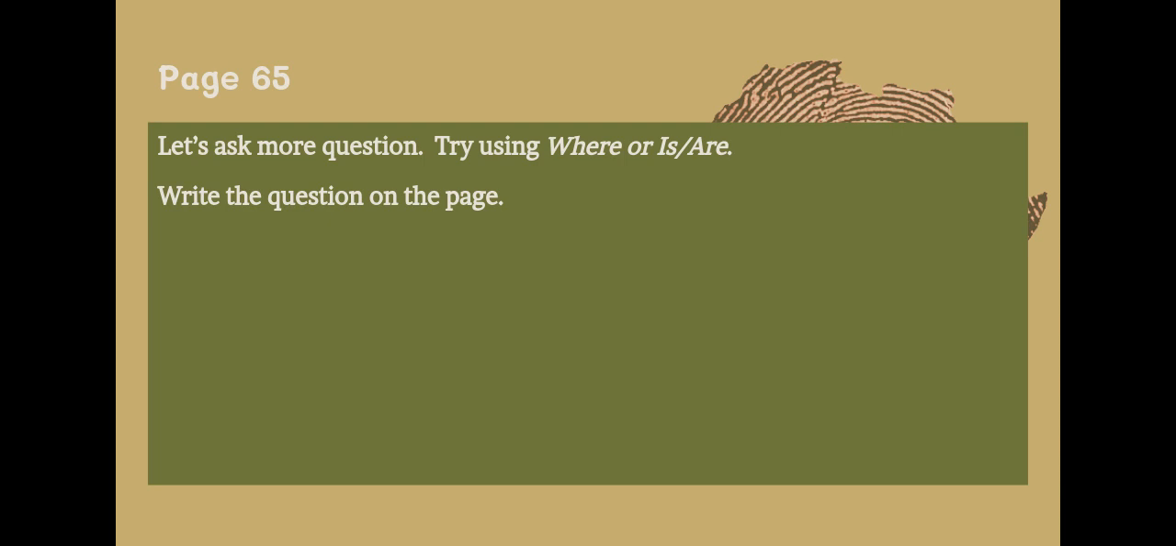Now let's read steps 5 and 6. Turn back to page 65. Choose a different question word. Try using what or how. Write the question on the page. Be prepared to answer questions out loud.